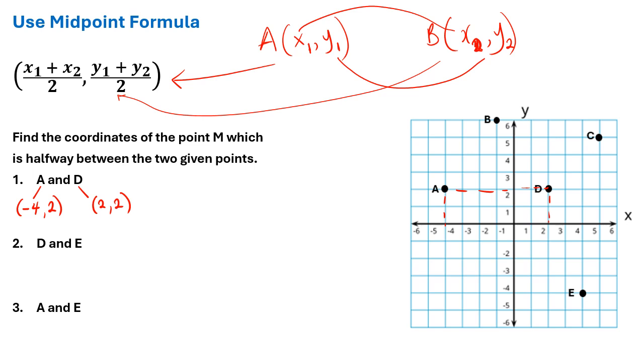What we will do next is go ahead and label these coordinates as x subscript 1 and y subscript 1, x subscript 2 and y subscript 2. And then we are now going to apply the midpoint formula to solve the problem. The midpoint formula is x subscript 1 plus x subscript 2 divided by 2, comma y subscript 1 plus y subscript 2 divided by 2.